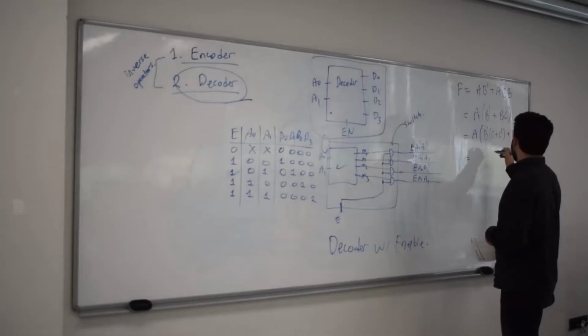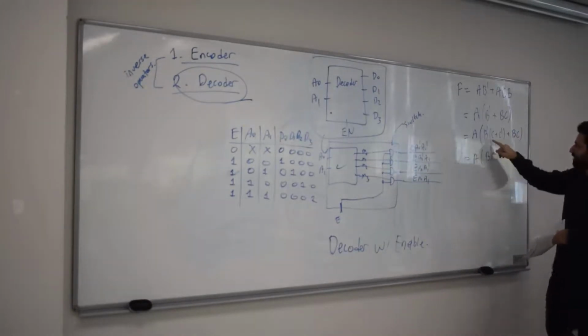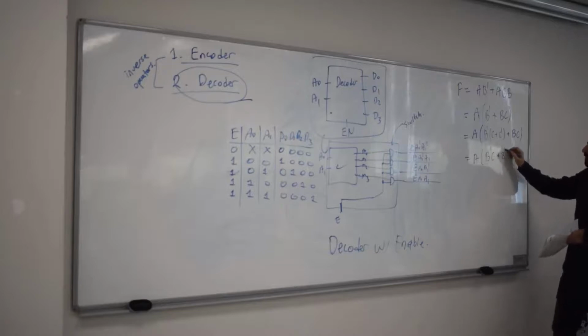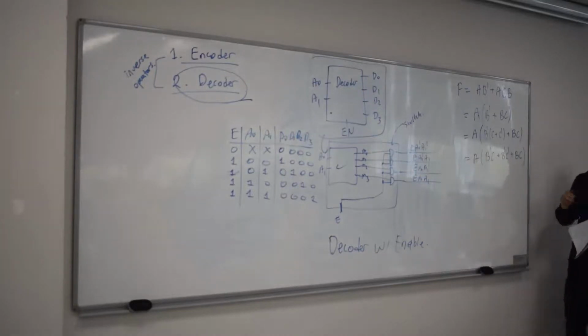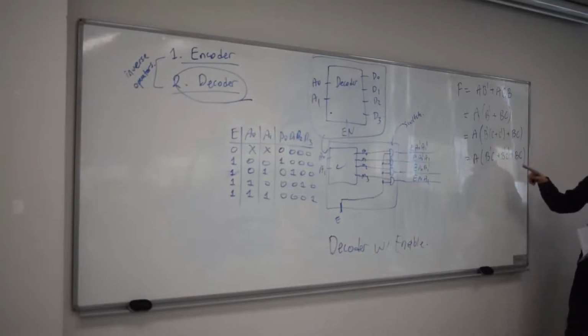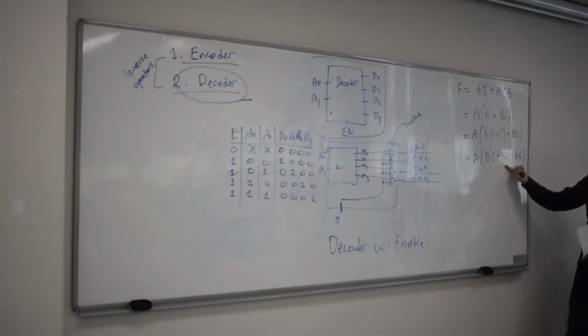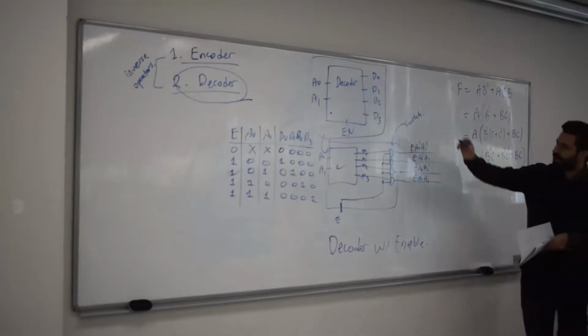Okay, so now I've got B prime C plus B prime C prime plus BC. Okay, good. Now, A looks like an enable now, right? I mean, you can distribute it if you like. But I've got a missing minterm here, which is BC prime, right? BC prime. Okay, now I can use the decoder.